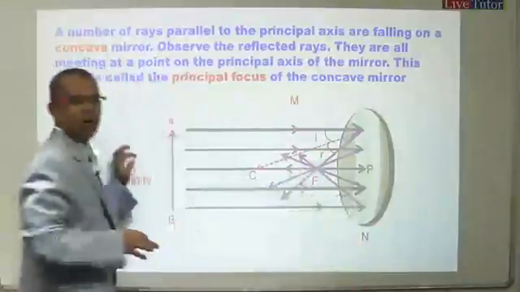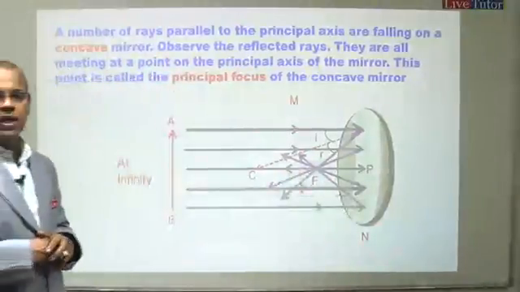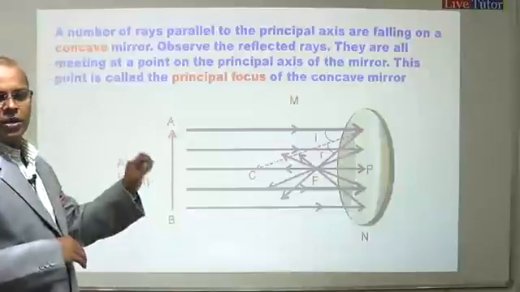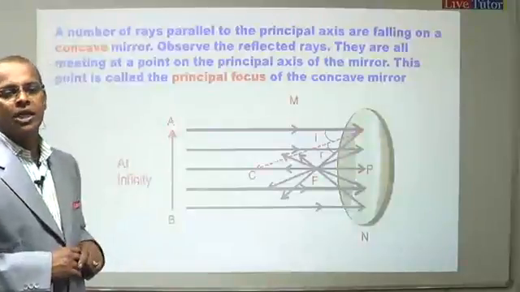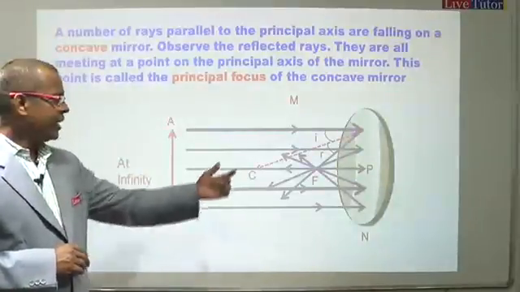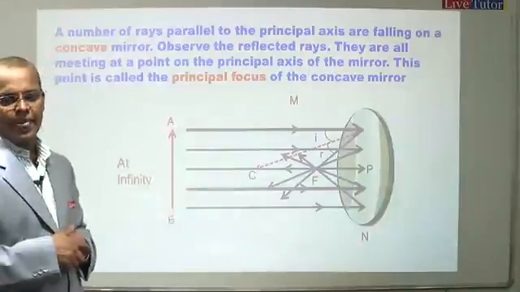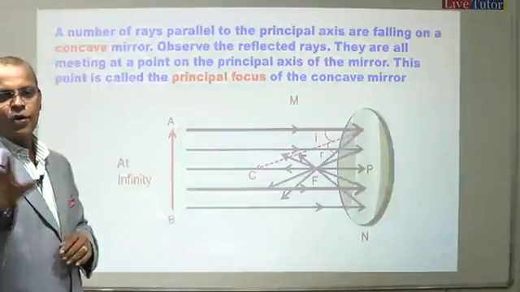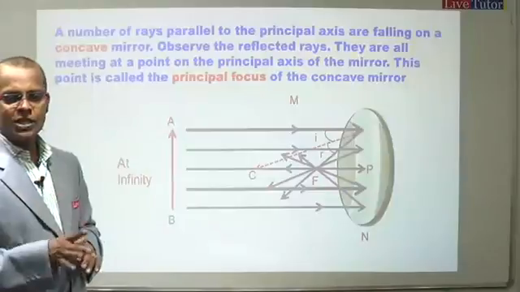You can see how they are converging. Have you understood? And this point is called the principal focus of the concave mirror. From this we can get the definition of principal focus. Principally it is focusing. How it is focusing?